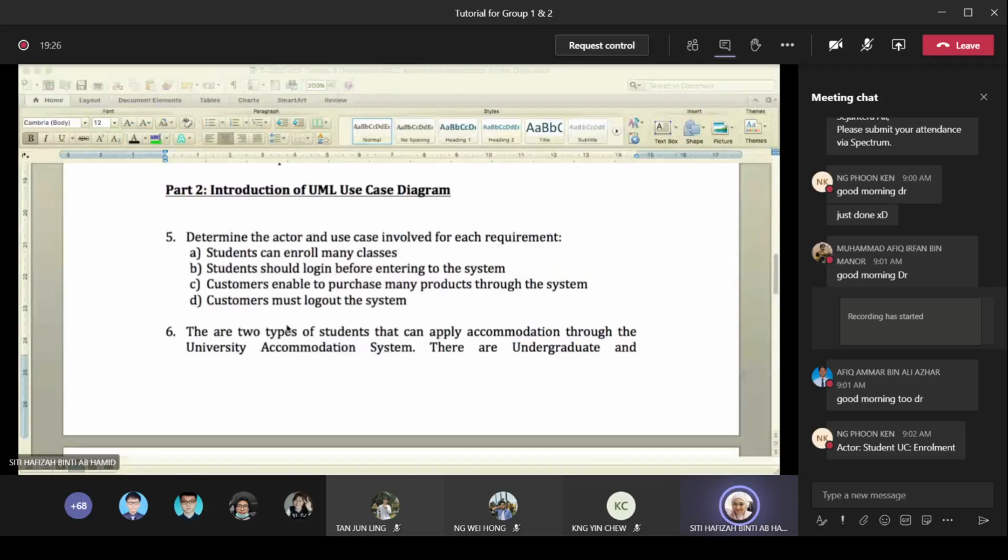Actor, student, use case, enrollment. Okay. Sorry, that's wrong. Can anyone share? All right, this one is group 1 and group 2, right? So far, how to do this? Some of you have invited me for your team. Hey, you cannot share screen through chat. All right, good.